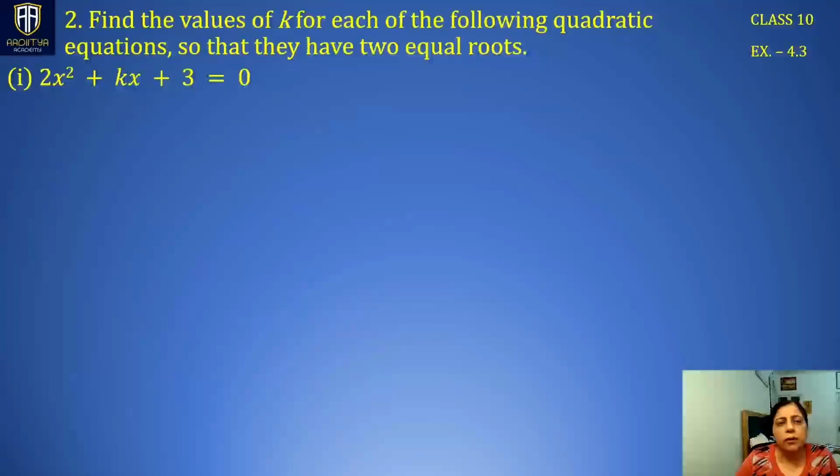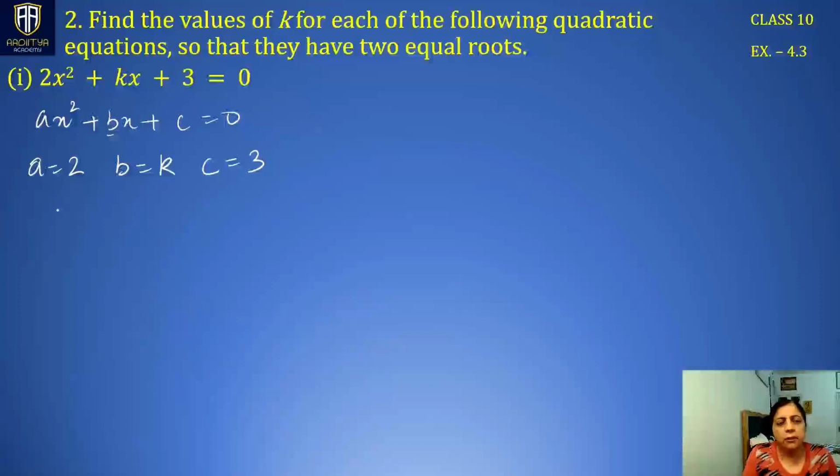Now in this question, find the values of k for the following quadratic equation so that they have 2 equal roots. You have to find the value of k, and the condition being given is that the equation has got real and equal roots. So comparing it with the basic equation, ax square plus bx plus c is equal to 0, we have a is equal to 2. At the place of b, we have k, and c is equal to 3.